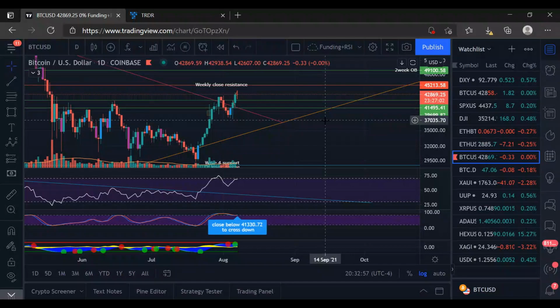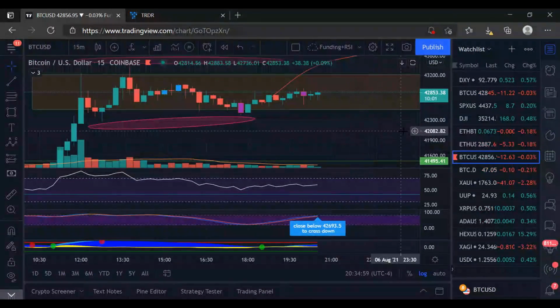We'll see. We'll play some weekend shenanigans though. Man, look at that buyback. Nice buyback on that. Go down to the 15. Let's see what we're looking at. Just ranging, grabbing more liquidity.